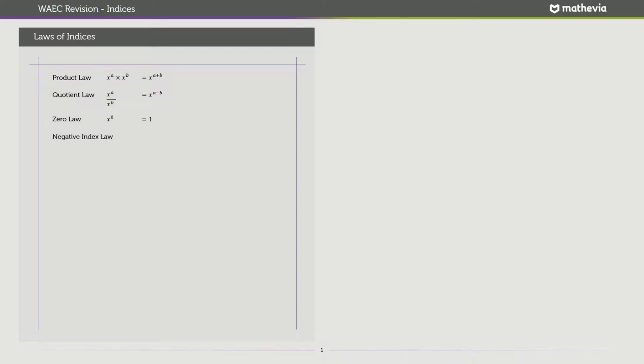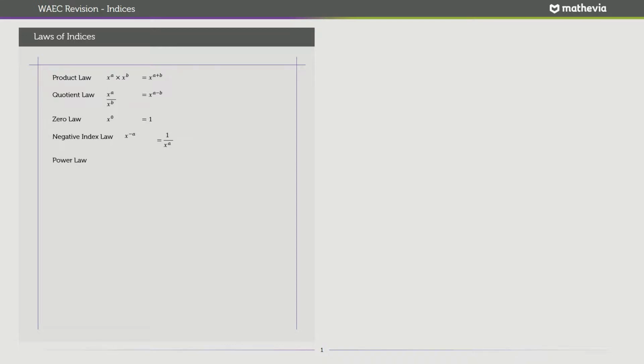Next law, negative index law. This one says that anything raised to a negative number, so if you have x to the power of minus a, you have a fraction with x to the power of a as its denominator. You just take out the negative sign and you go 1 over x to the power of a. So if you had, for example, 3 to the power of minus 2, you would have 1 over 3 to the power of 2. If you had x to the power of minus 5, you would have 1 over x to the power of 5. It's that simple. So x to the power of minus a equals 1 over x to the power of a.